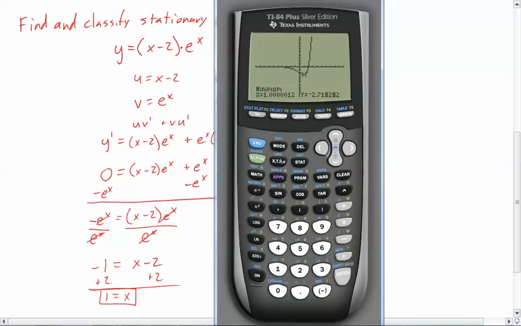So there you go. We found and classified the stationary points by using calculus. No calculator. Cheers. Have fun.